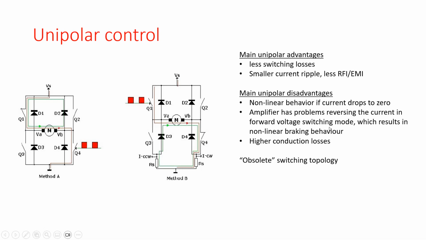So this is a non-linear amplifier which is not often used in a motion control application where the position accuracy requirements may be high. And on the other hand, we have also the disadvantage of higher conduction losses because we use the diode over here instead of a low ohmic MOSFET over here. So that unipolar control is more or less obsolete. We don't see it that much, especially because of that non-linear operation.